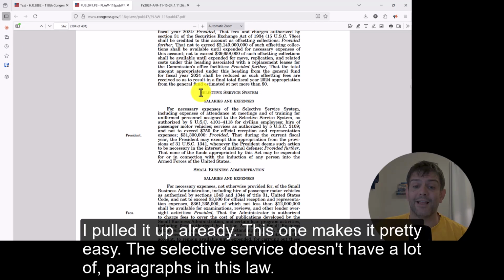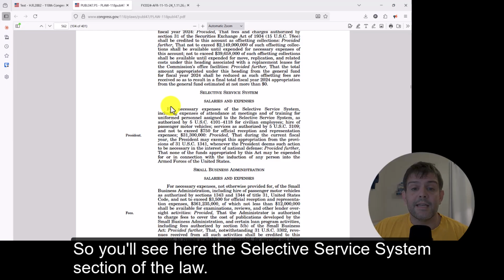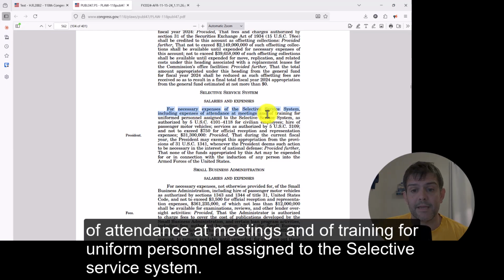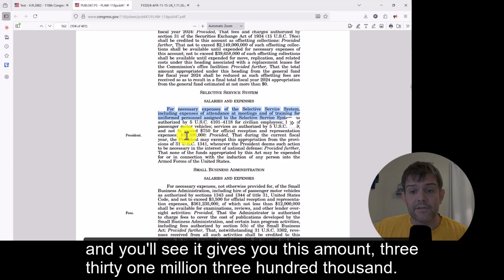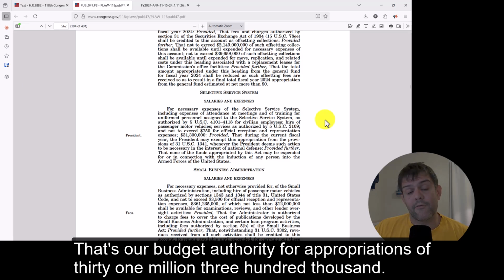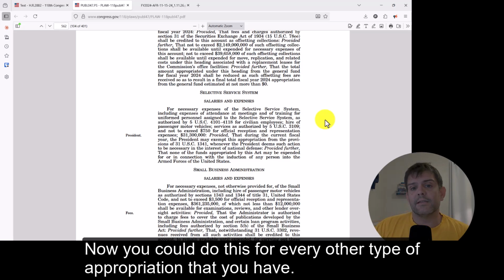The Selective Service doesn't have a lot of paragraphs in this law. So you'll see here the Selective Service System section of the law, right? And it says for necessary expenses of the Selective Service System, including expenses of attendance at meetings and of training for uniformed personnel assigned to the Selective Service System. And you'll see it gives you this amount, $31,300,000. There we go. That's our public law. That's our appropriation. That's our budget authority for appropriations of $31,300,000.